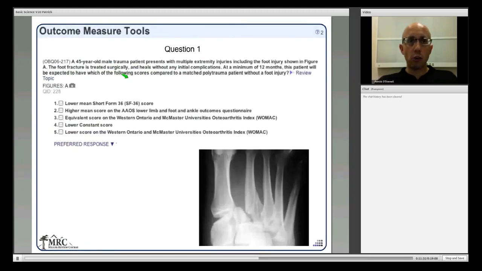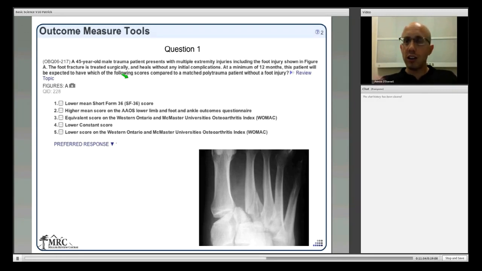Outcome measure tools. A 45-year-old male trauma patient presents with multiple extremity injuries, including a foot injury shown in Figure A. The foot fracture is treated surgically and heals without initial complications. At a minimum of 12 months, this patient will be expected to have which of the following scores compared to a matched polytrauma patient without a foot injury?